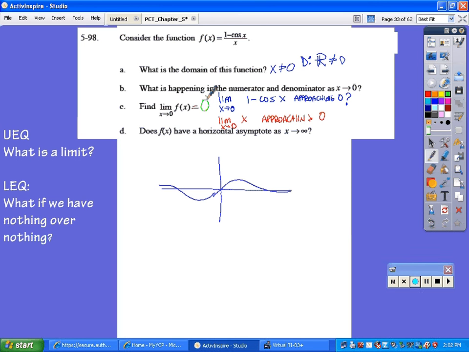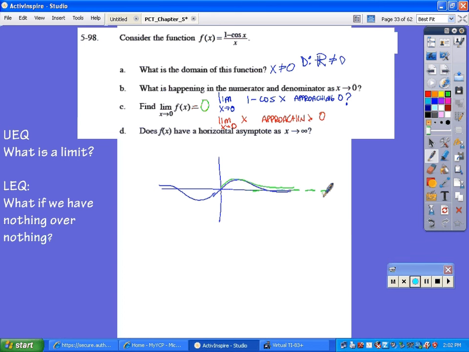Last, does f of x have a horizontal asymptote as x goes to infinity? And again, that answer would be yes, because it will never cross that x axis there. And another way to determine whether it has an asymptote or not is to think about the end behavior of the graph if you plug infinity in.